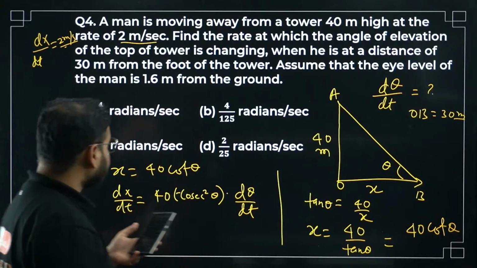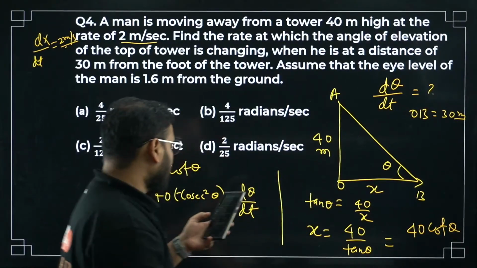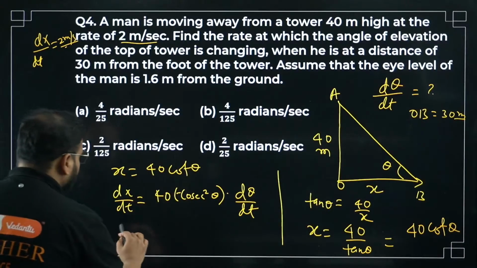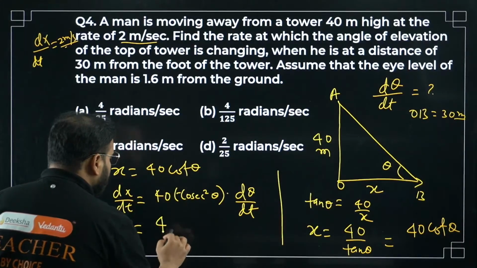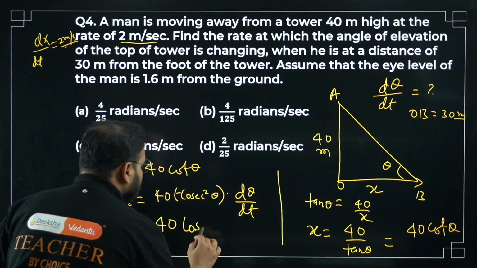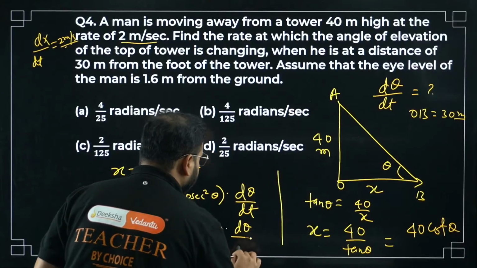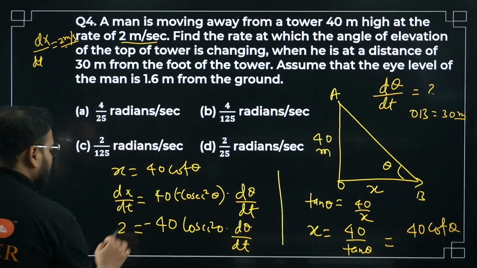Agreed? Okay, so this is your answer. From here you have some values. Please mention this value here. We have 2 equals to 40, there's a minus sign, cosec square theta times this value. We are looking for this value only, right? Cancel this. 2 times of this will be 20.